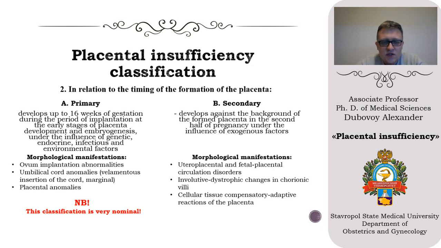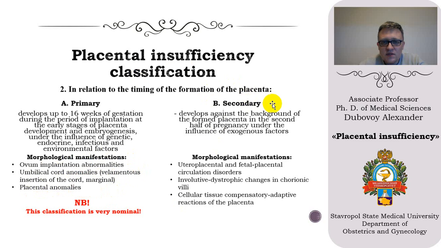Enzymatic insufficiency of residual tissue, anatomical disorders of the structure, location, and attachment of the placenta, as well as defects in vascularization and disturbances in chorion maturation, play a great role in the development of primary placental insufficiency. Morphological manifestations are implantation abnormalities, umbilical cord anomalies, filamentous insertion of the cord, marginal insertion, and placental anomalies.